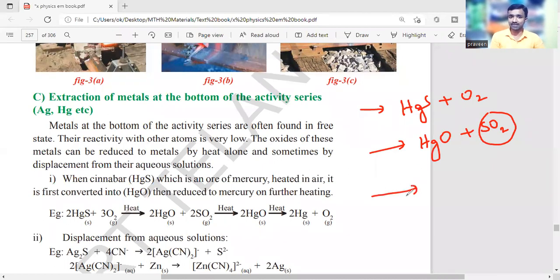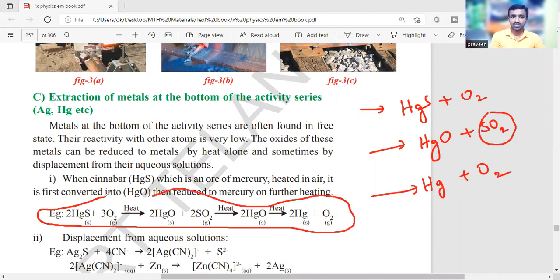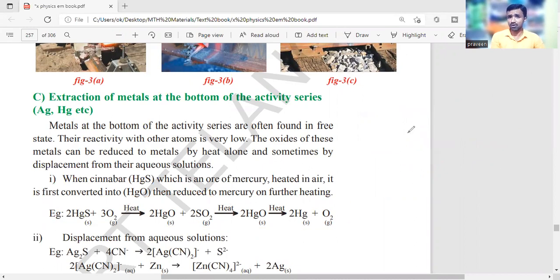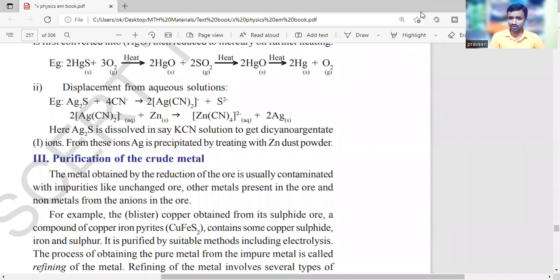Further heating, what happens here? Oxides can be converted into crude metal and release oxygen gas. So this is the simple method first, right? Sometimes you may require a displacement reaction from their aqueous solutions, in the molten state of that particular ore.